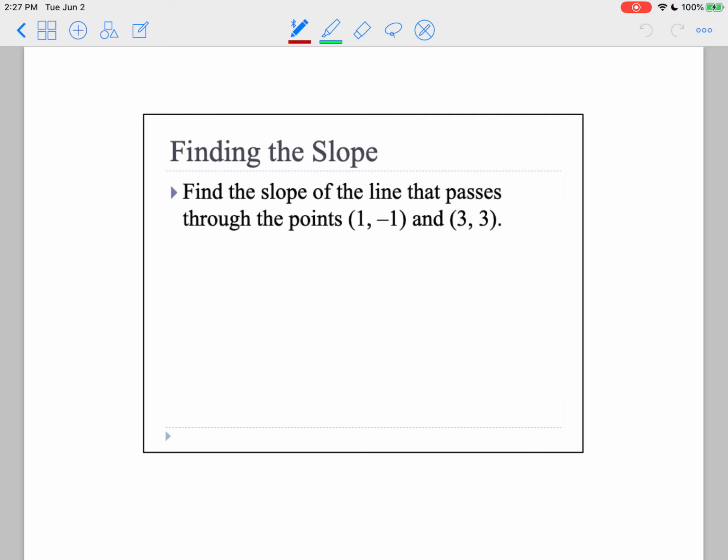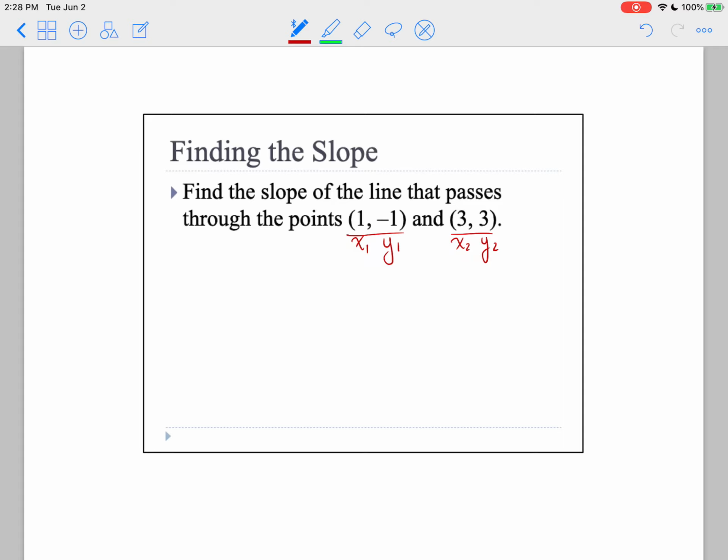So we're going to calculate the slope of a line that passes through these 2 points. It doesn't matter which point is point number 1 and which point is point number 2, just as long as you stay consistent. If this is x1, then this has to be y1. And if this is x2, this has to be y2. The points stick together, okay? They're ordered pairs, the order matters, and the grouping of them matters.